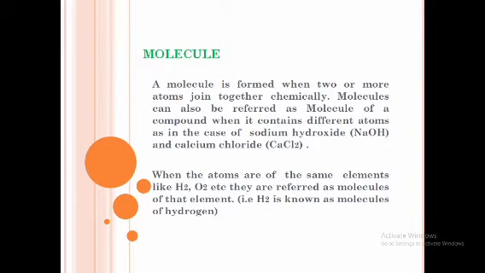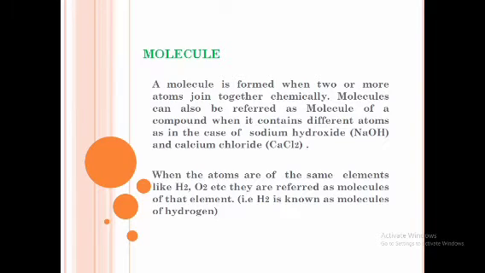A molecule is also known as a molecule of a compound when it contains different atoms, as in the case of sodium hydroxide and calcium chloride. So we can see atoms of sodium, oxygen, and hydrogen coming together to form sodium hydroxide. Then atoms of calcium and chlorine coming together to form calcium chloride.